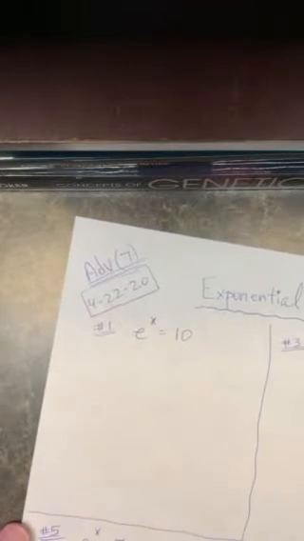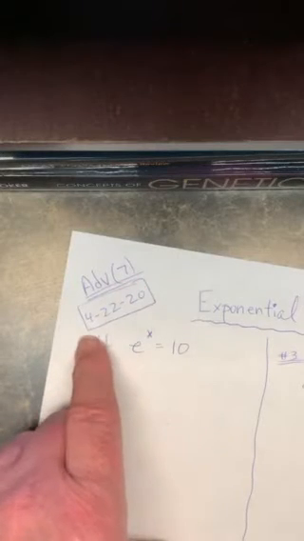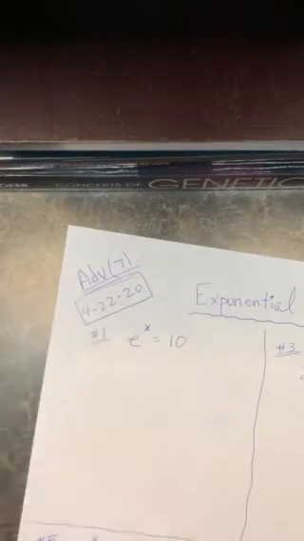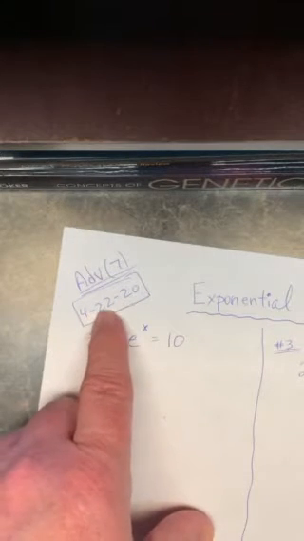Okay, guys, we're in Advanced Math Trig, Mod 7. Today is Wednesday, April 22nd. So top left corner of your paper, 4/22/20, Wednesday, April 22nd.